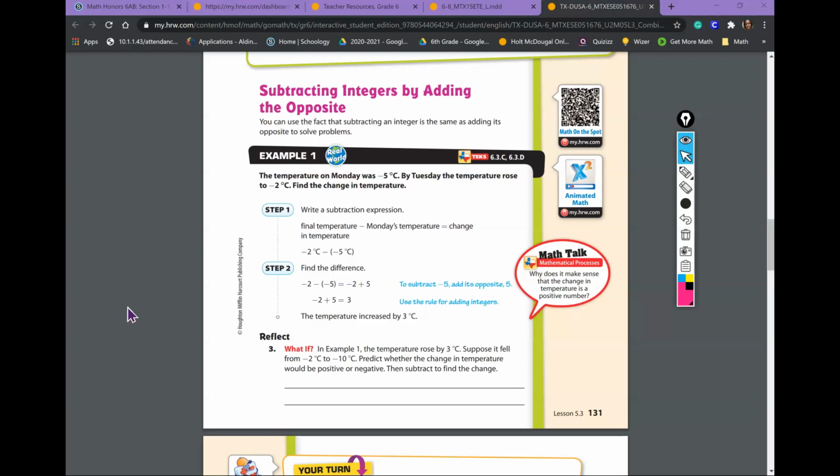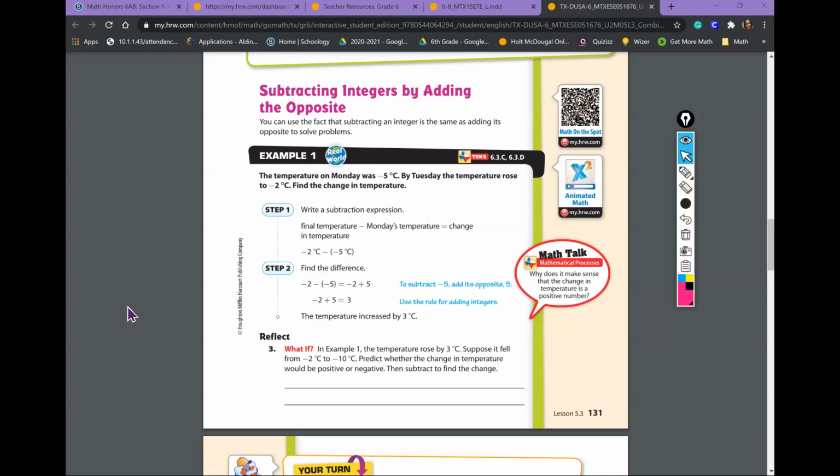Adding the opposite. Now, subtraction was a little bit more complicated when we used the two color counters, but it wasn't that bad when we were on the number line. But I want to show you the rules that you're going to be using when you don't have access to a number line or two color counters. So, you can use the fact that subtracting an integer is the same as adding its opposite to solve problems.